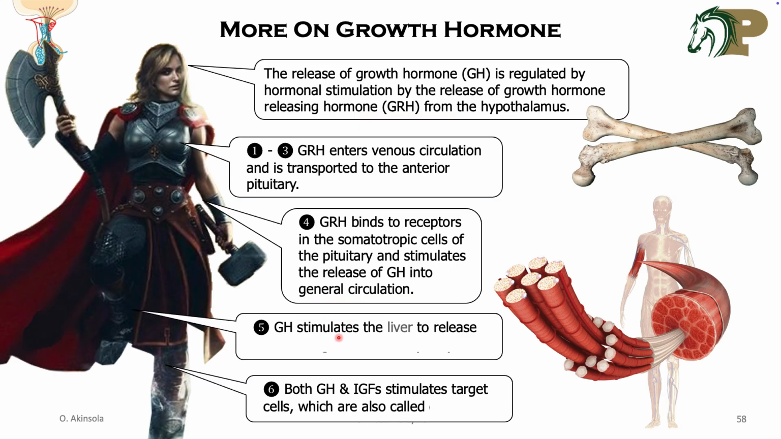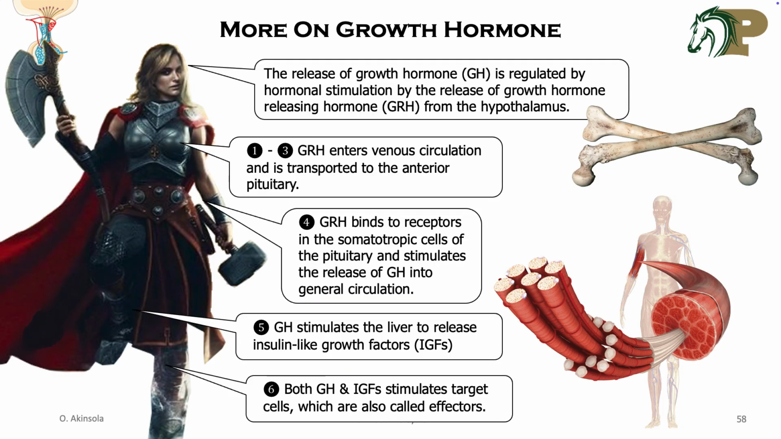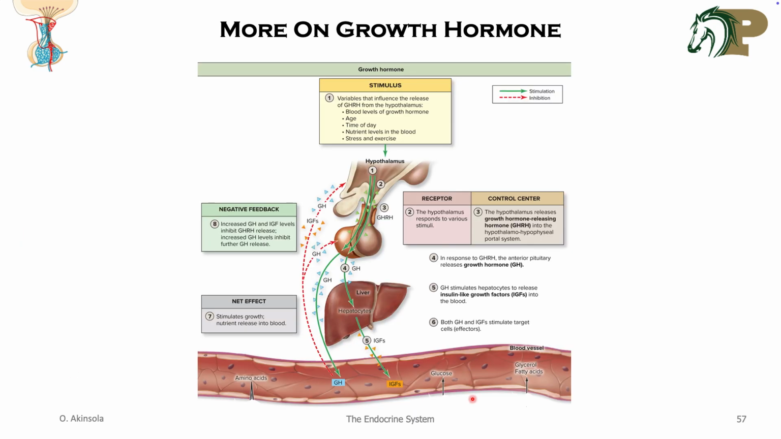GH will stimulate the liver to release insulin-like growth factors. Both GH and insulin-like growth factors will stimulate target cells, which are called effectors. And that is what we see happening, number 6, down in here.